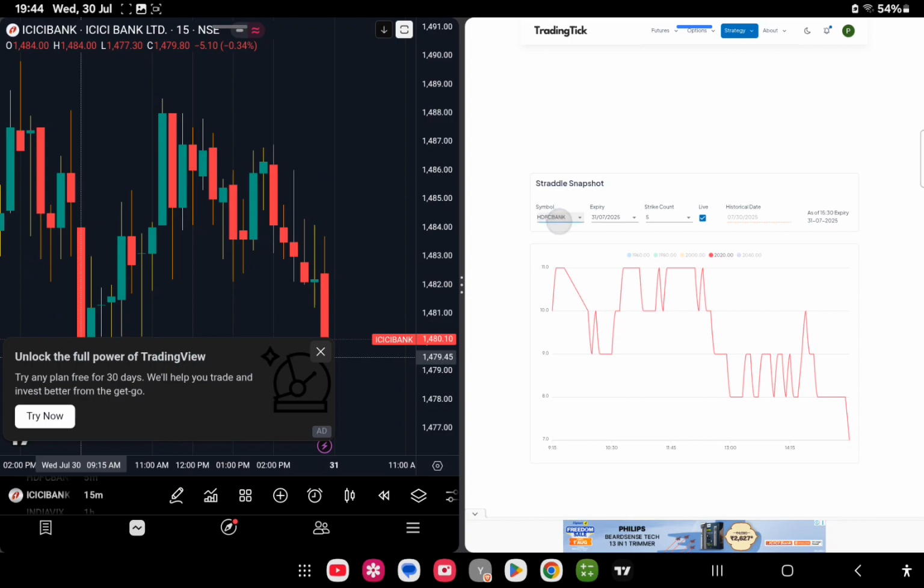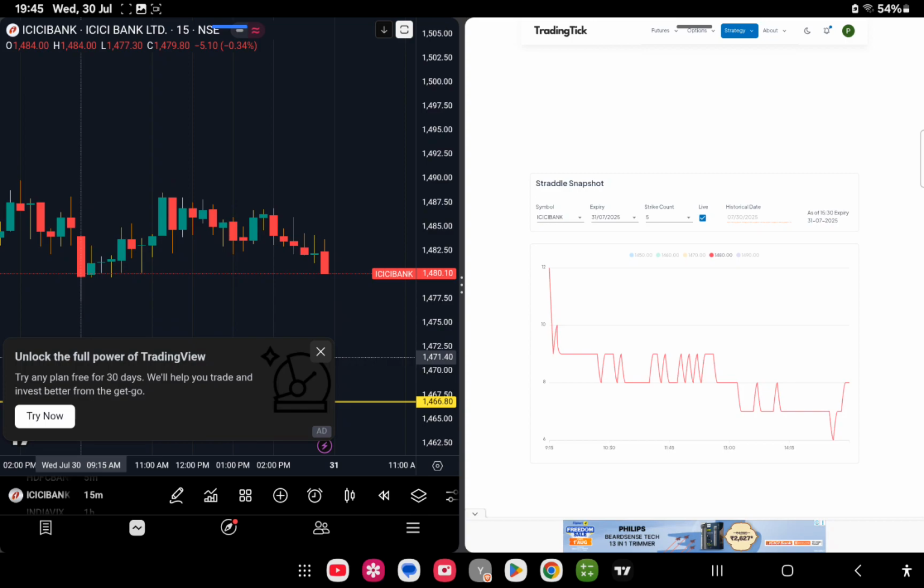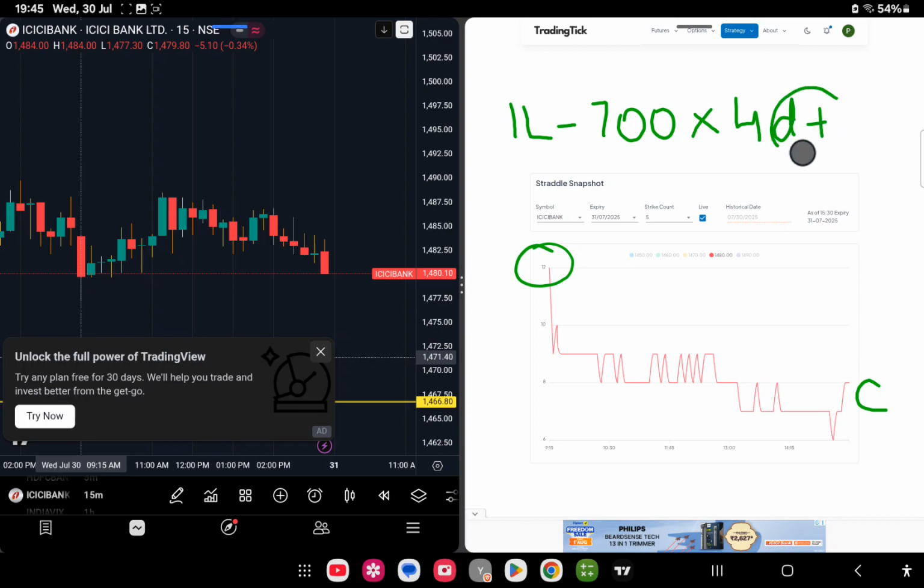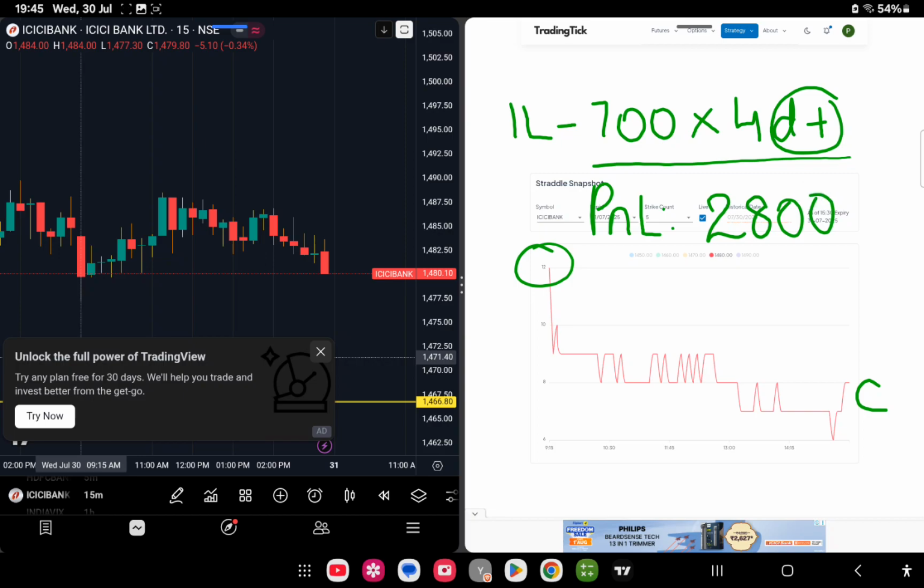Now we'll take ICICI Bank. Here also I'll take ICICI. So almost similar sideways, as you could see 80 is the open, and this was also a profitable trade. Now let's calculate. So one lot is 700 for ICICI times the decay. You could see from 12 it went to 8, so 4 points. Okay, is the decay, that too a positive decay. Now when you calculate the PNL, it's almost 2800 positive plus tax plus brokerage is your profit.